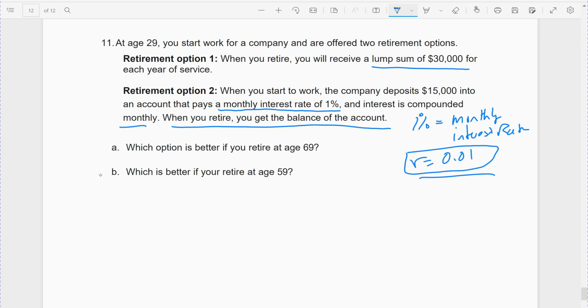Alright, so there's two different cases. Suppose that you retire when you're 69, and suppose you retire when you're 59. Which option is better for the 69? Which option is better for the 59? Alright, so we'll start with A first.